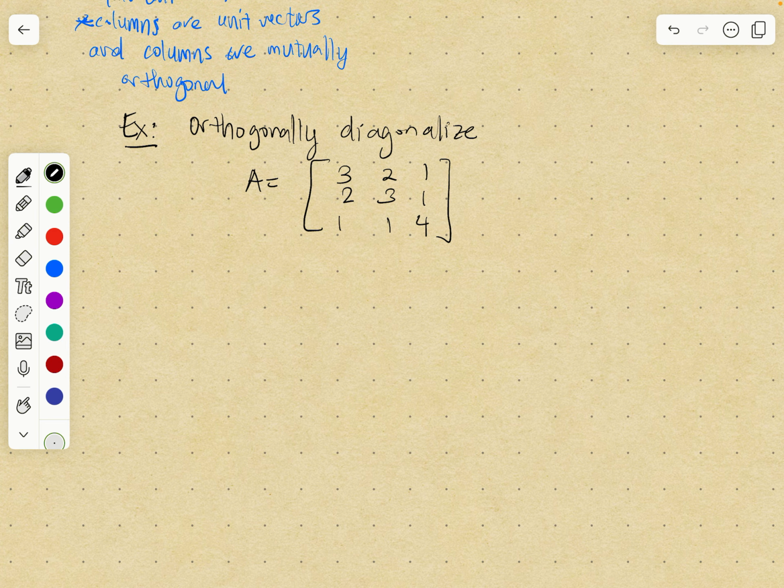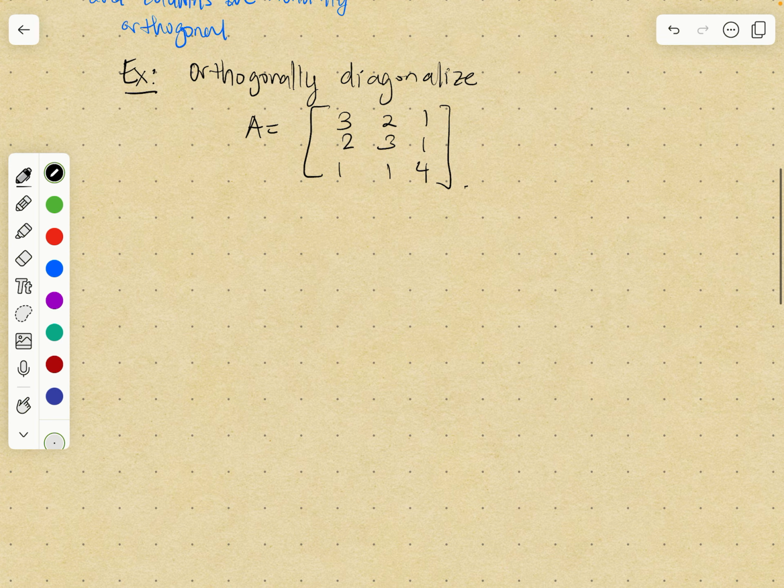It turns out that this matrix will have distinct eigenvalues, no repeated eigenvalues, and for a symmetric matrix, if you have two different eigenvalues and you take an eigenvector for each of those eigenvalues, those two eigenvectors will be automatically orthogonal. We'll see that in this example. All right, so we're just going to diagonalize this matrix.